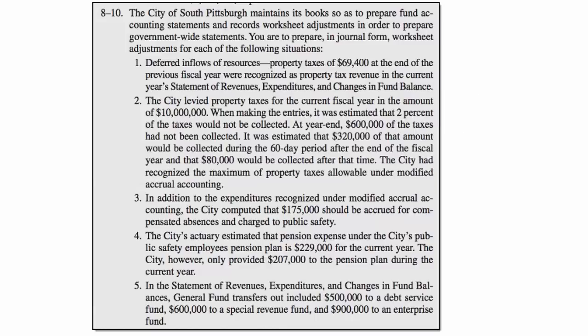Let's look at the second situation. The city levied property taxes for the current fiscal year in the amount of $10 million. When making the entries, it was estimated that 2% of the taxes would not be collected. At year end, $600,000 of the taxes had not been collected. It was estimated that $320,000 of that amount would be collected during the 60-day period after the end of the fiscal year, and that $80,000 would be collected after that time. The city had recognized the maximum of property taxes allowed under modified accrual accounting.